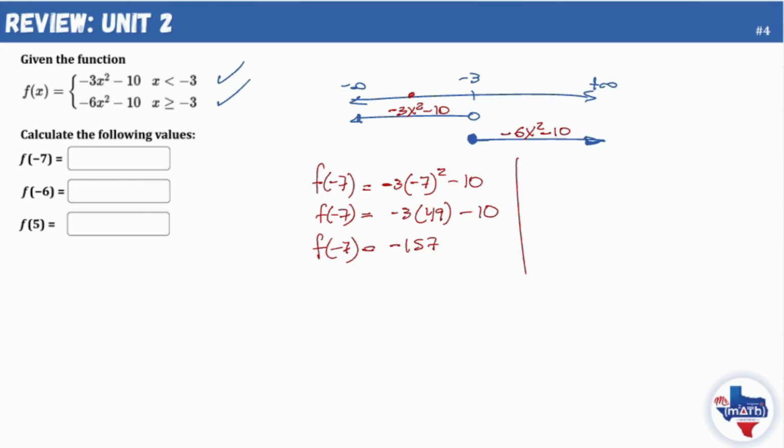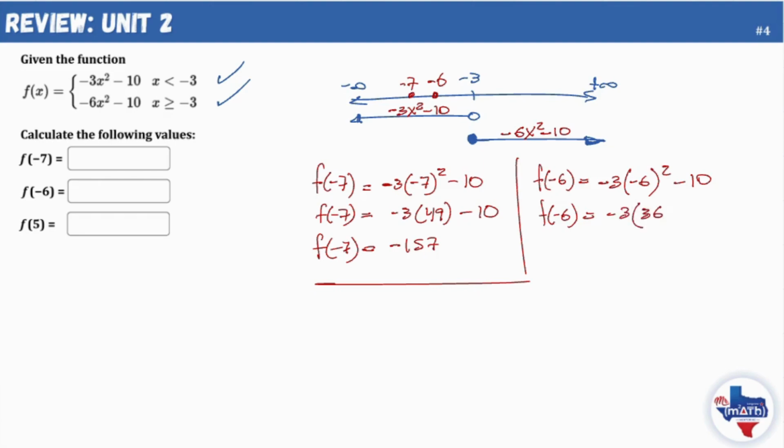Okay, let's go with f of negative 6. Same way, negative 7 was here, so negative 6 will be here. For negative 6, we'll have negative 3 times negative 6 squared minus 10. f of negative 6 will be equal to negative 3 times 36 minus 10. All right, let's calculate that number. Okay, the result is negative 118.